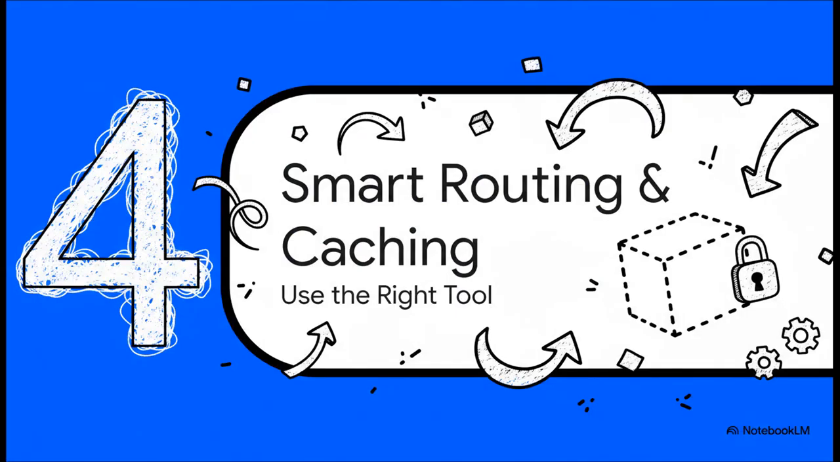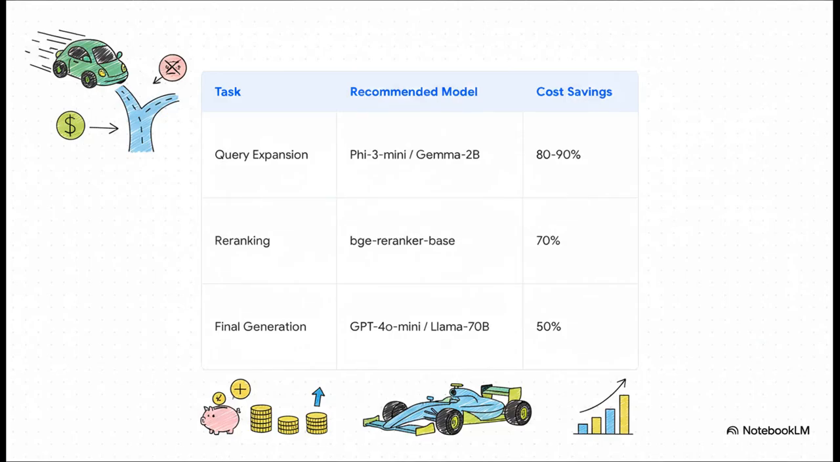Okay, we've already made some huge progress. But now we get really smart by stopping unnecessary work altogether. This is where routing and caching come into play. The big idea here is to stop using your most expensive, most powerful LLM for every simple task. It's like using a Formula One car to go grocery shopping. It's just overkill.